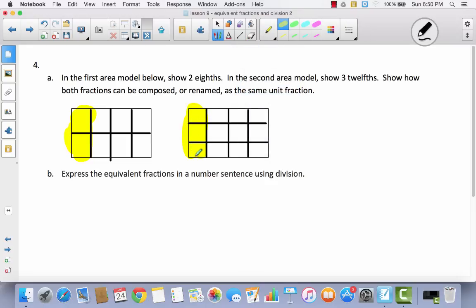So can you see the 2 equivalent fractions? Good. So you can see that now we just have to compose them so that they can show that they are the same unit fraction. So if I take these 2 and I compose them or put them together, and then I make 3 more groups of 2, you can see that I have 1 out of 1, 2, 3, 4.